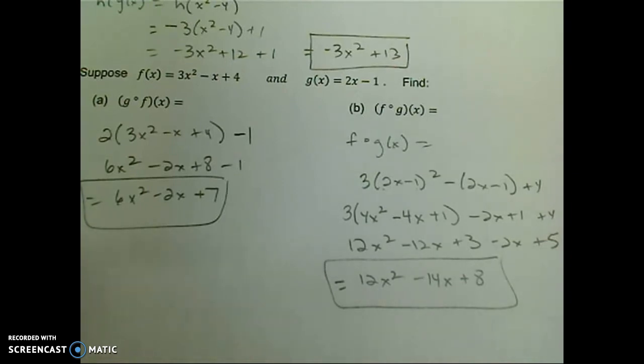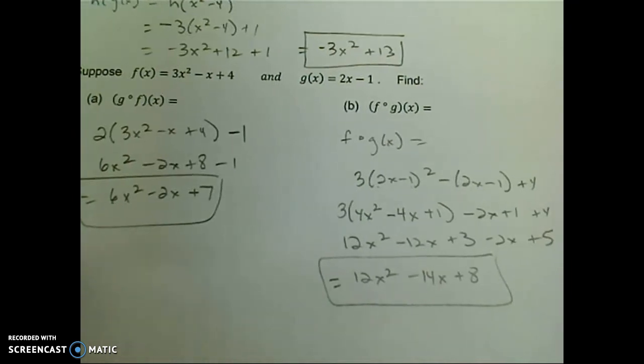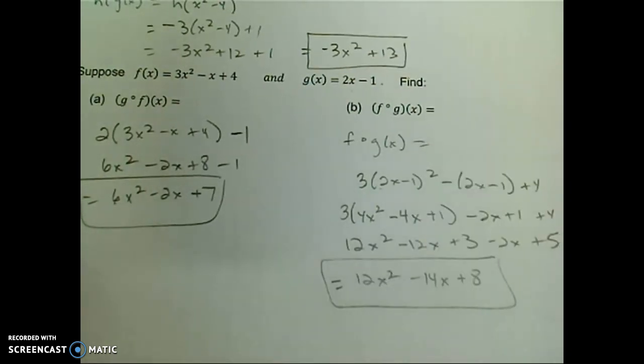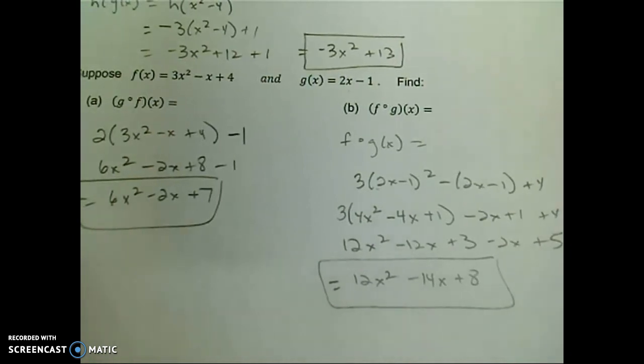G of f of x is 6x squared minus 2x plus 7. When we do f of g of x, we get 12x squared minus 14x plus 8. So that's the idea of composing functions. The basic thing to remember is you're taking the output of one, putting it into the input of another, and that can be done whether I have a value for that function or the function rule itself.